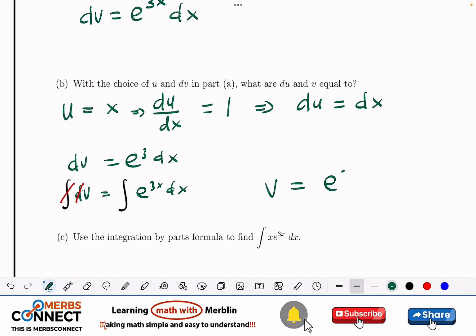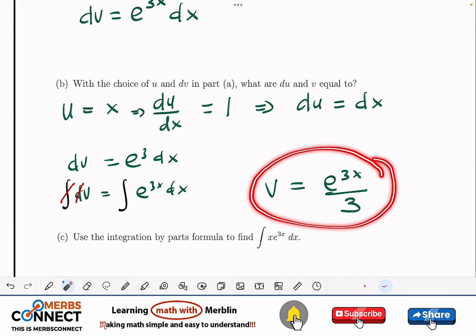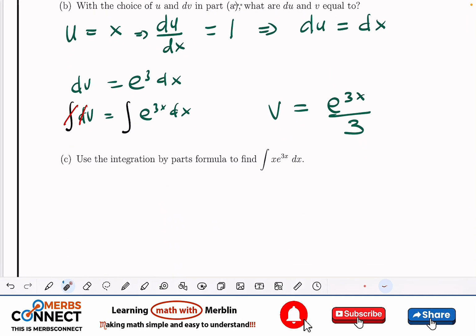Maintain e to the power 3x and divide it by the derivative of what is on the top, which is 3x, and this is going to give us 3. Don't add plus c, right? Because this is integration by parts. So this is our du, and this is our what? v in.